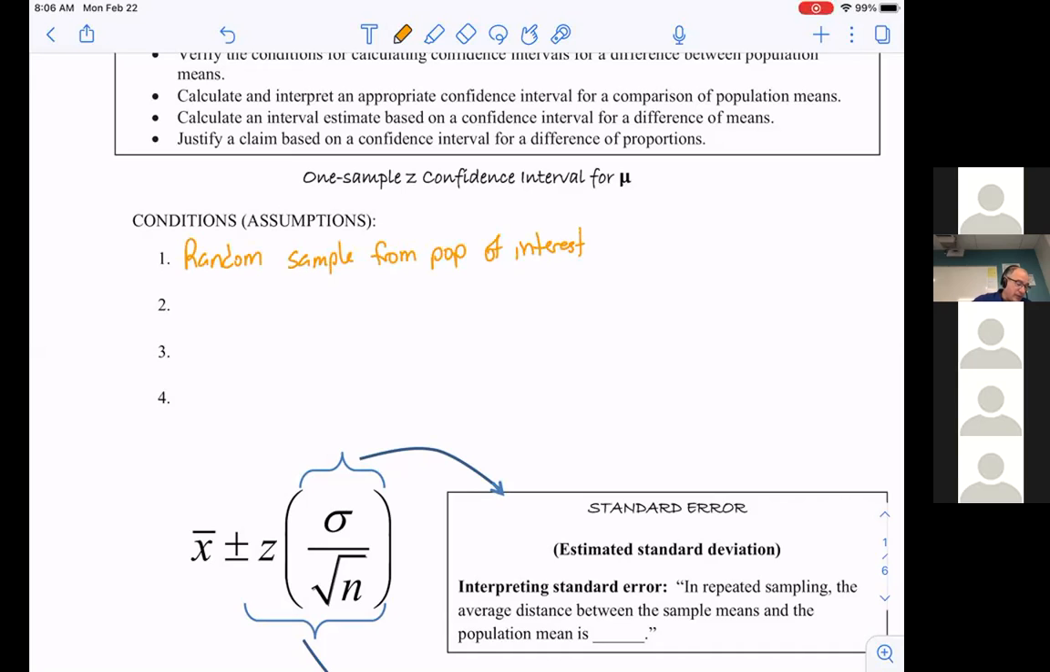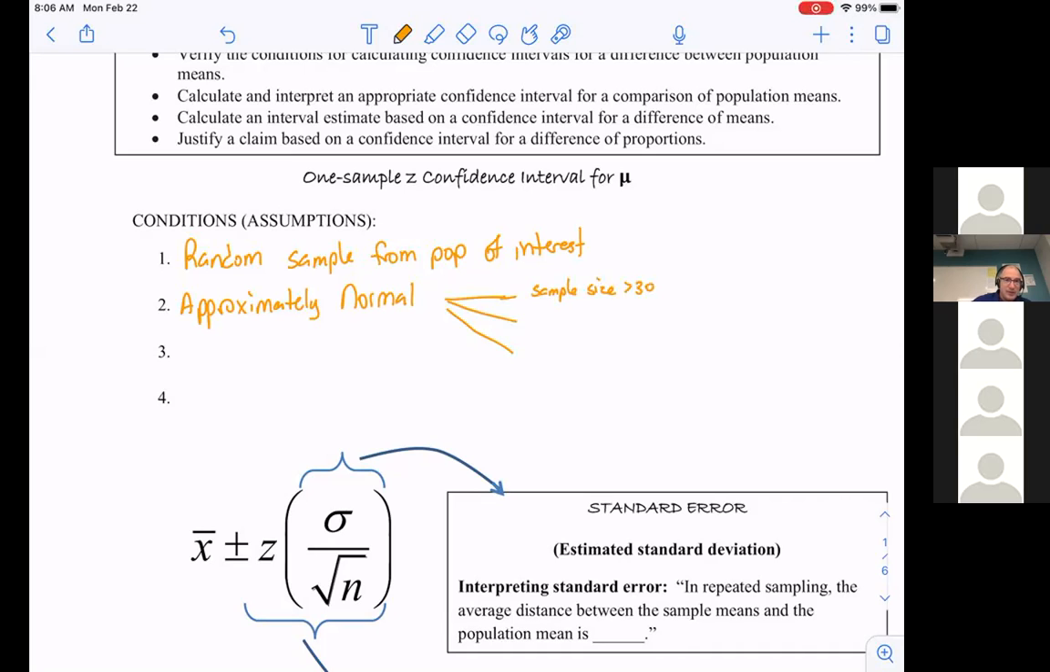Now, here's the difference. Number 2 is still going to be approximately normal. However, now I have to remember I'm talking about a mean. If we go back to chapter 5, there are 3 different ways that we can get approximately normal with a mean. This is where my sample size is greater than 30 comes in. So now we're going to go back to that one.